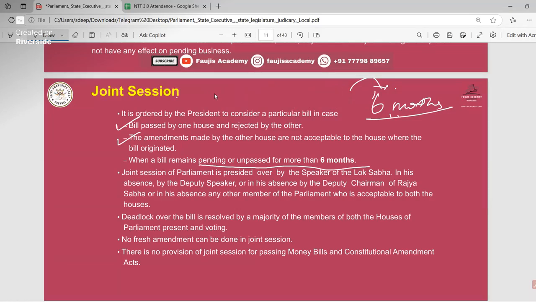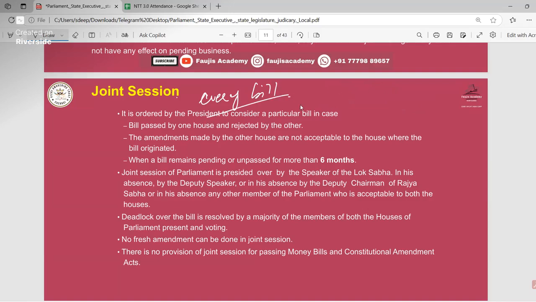But there are certain rules for the joint sitting. You cannot hold a joint sitting for every bill. Which bills is joint sitting not applicable to? Joint sitting is not applicable to the money bill. So a money bill cannot be brought in a joint sitting. Also, during a joint sitting, no constitutional amendment bills can be passed. These both bills have to be passed in their respective houses in the normal proceedings.